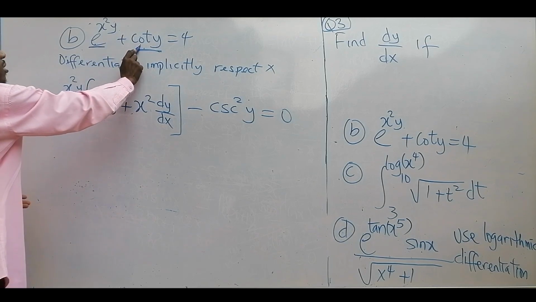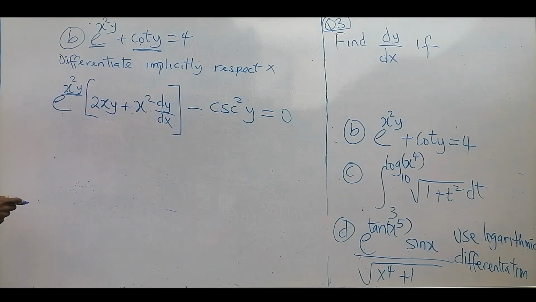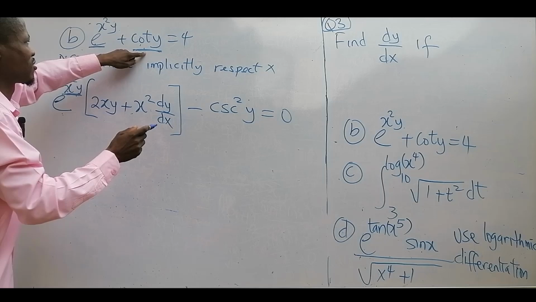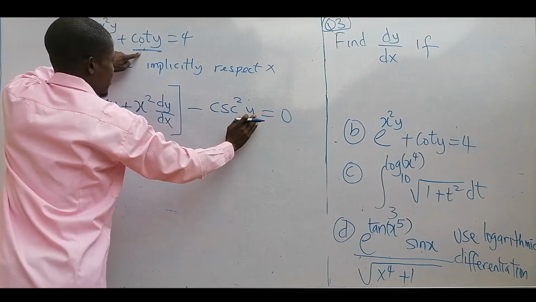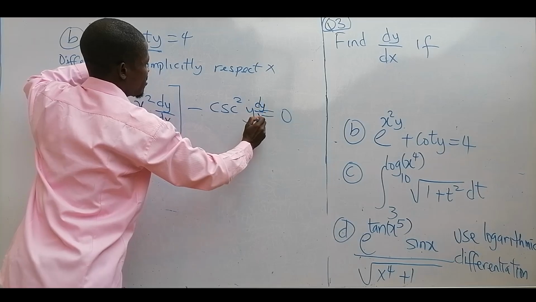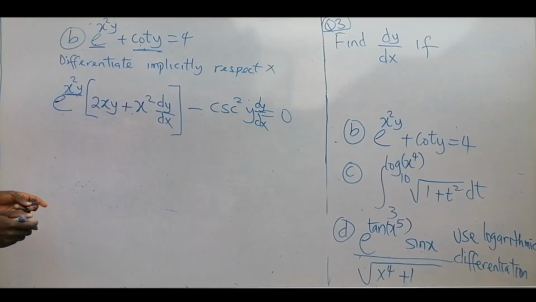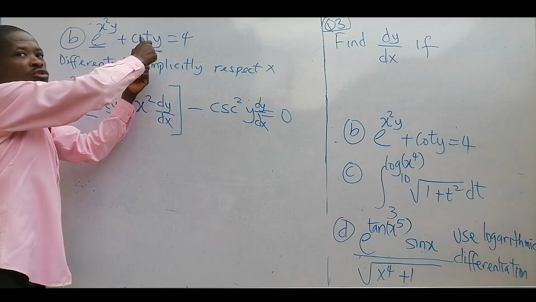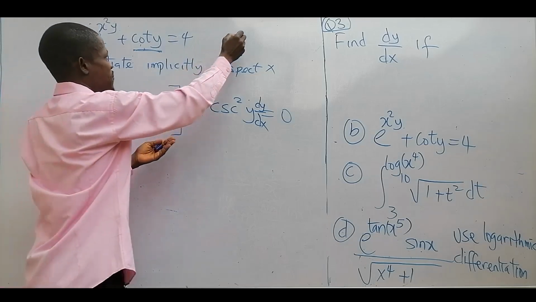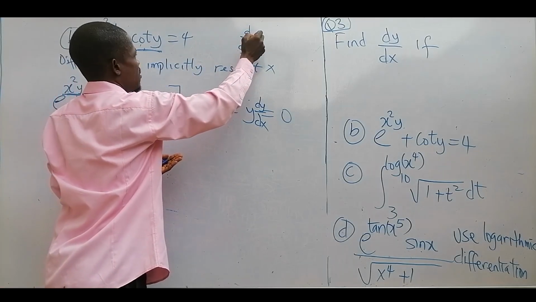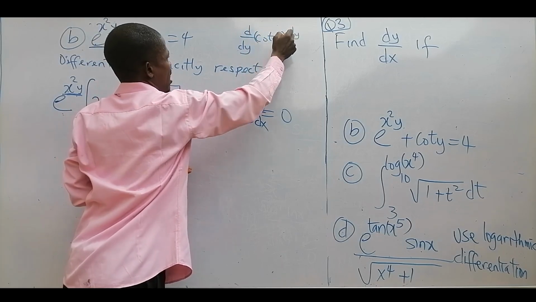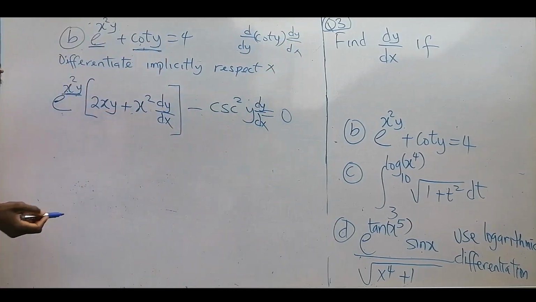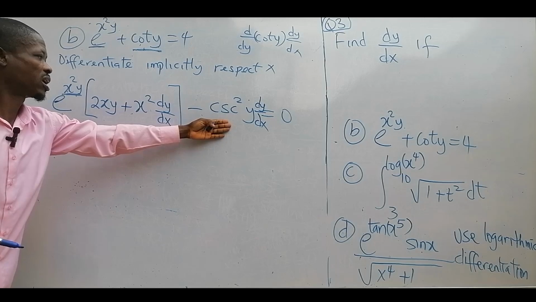So the derivative of this one is this. Then the next thing, we skip something here. We are differentiating with respect to y. So it's going to have the dy/dx attached to it, because it's a function of y. When you are doing implicit differentiation, it's going to be d/dy of that function, and then dy/dx. So that's how to do your implicit differentiation, okay?